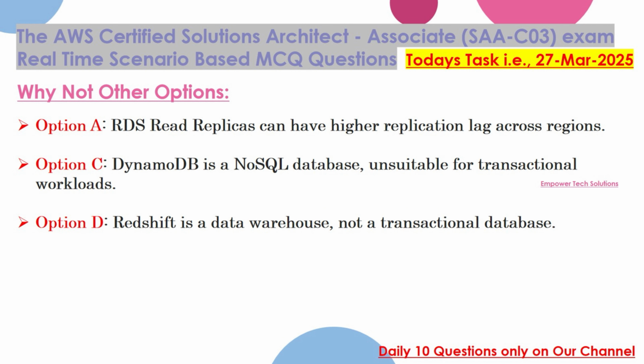Why not other options? Option A. RDS read replicas can have higher replication lag across regions. Option C. DynamoDB is a NoSQL database, unsuitable for transactional workloads. Option D. Redshift is a data warehouse, not a transactional database.